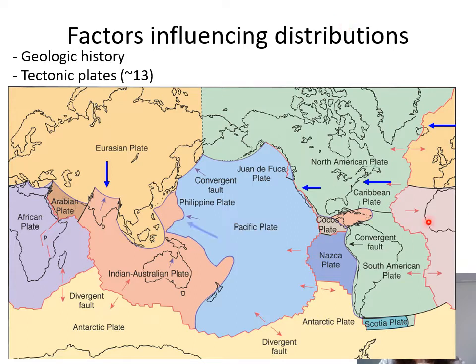We also have here the Philippine plate and the Pacific plate, and this is the deepest part of the ocean. This is the Marianas Trench. The Philippine and Pacific plates are colliding at unequal speeds, and this is making that really deep trench there. And we'll look at how that changes distribution when we start looking at the marine distributions.